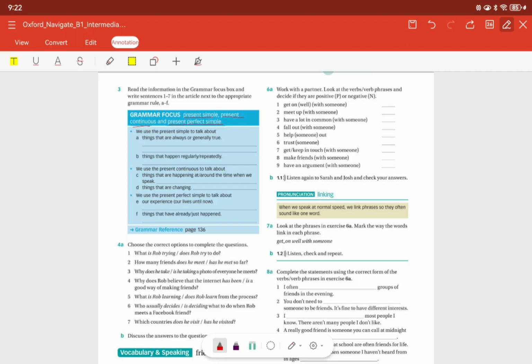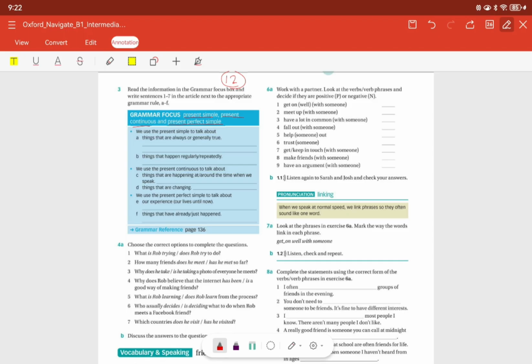Okay, I hope you already know about the tenses. Altogether we have 12 tenses. Do you remember them? If you do not remember all 12 tenses and you need that lesson to learn them, you can let me know. I will teach you in detail. But for now, let's talk about present simple.